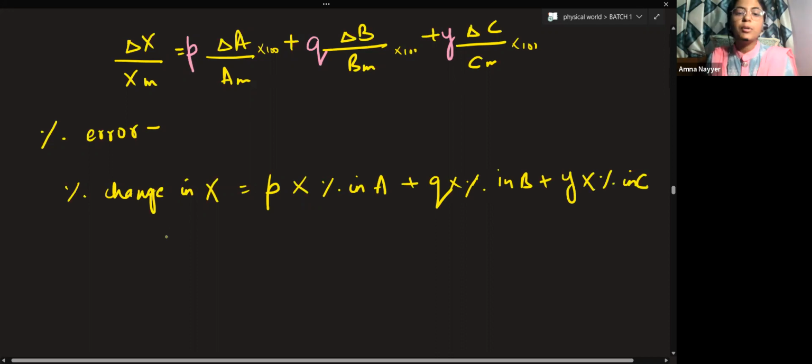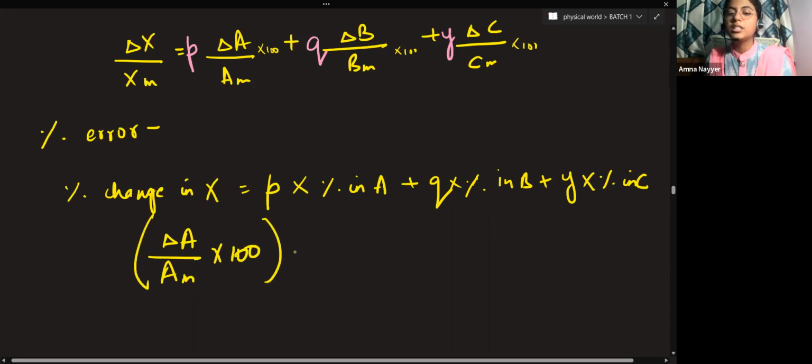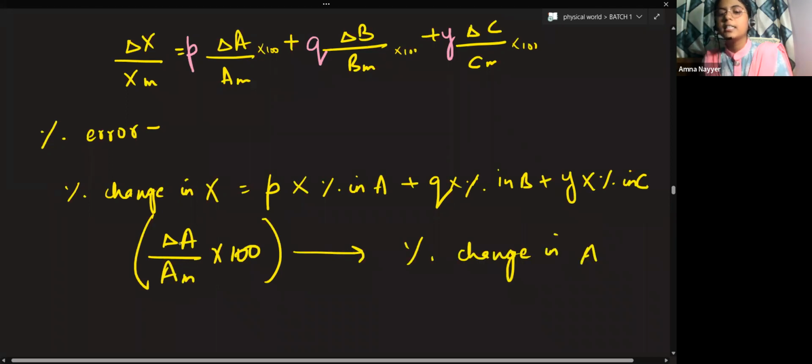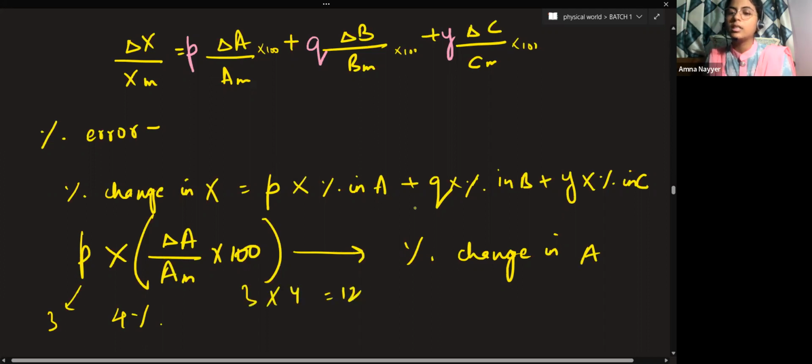The reason is that once I write delta A by A multiplied by 100, this is the percentage change in A. So we have this P additionally, so we'll multiply. If I say the percentage change in A is, for example, 4%, and the power of A is 3, then you will simply write 3 multiplied by 4, which gives you 12 for this. Then do the same for this, then for this, and add it. That will get clear with the help of a question.